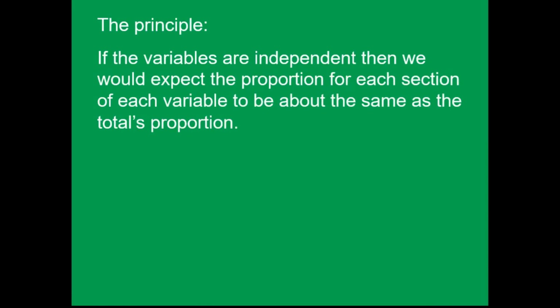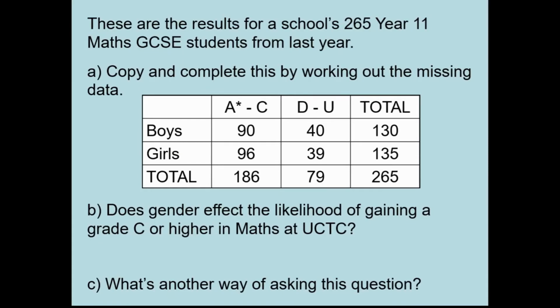It says if the variables are independent, then we would expect the proportion for each section, in this case the grades, of each variable to be about the same as the totals proportion. So in other words, looking at this, the proportion of boys getting an A star to C would be about the same as the total proportion of boys.